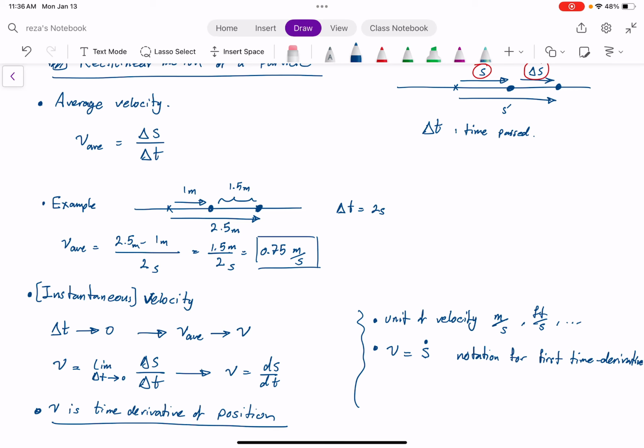I think that is all I have. I can't think of anything else to add here. So I leave you with the definition of average and instantaneous velocity, and next time we'll look at the last one, that is the acceleration. So I'll see you then.